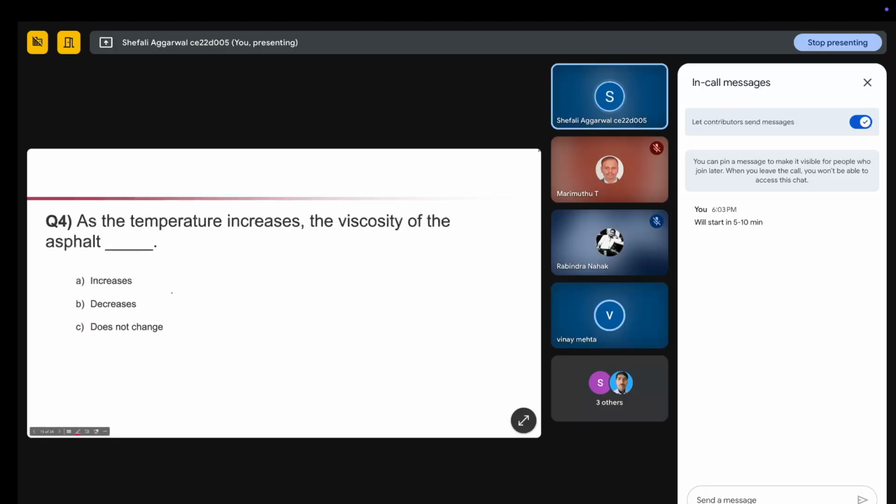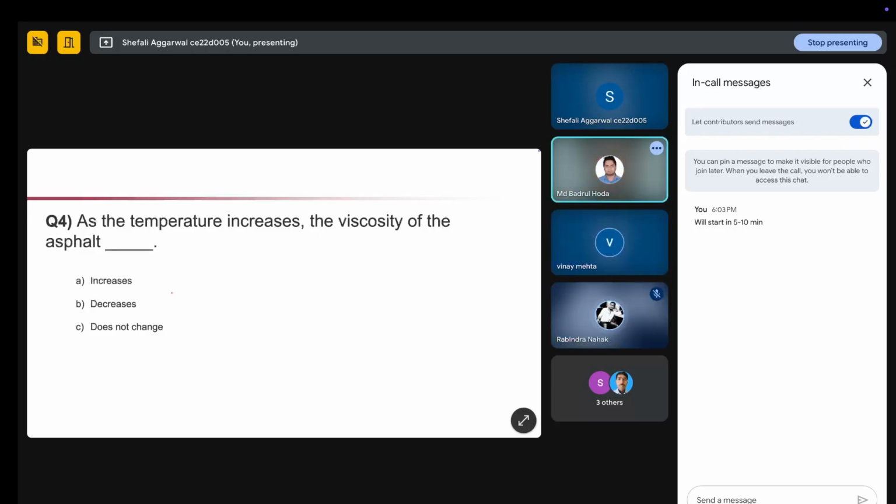Next question is, as the temperature increases, the viscosity of asphalt increases, decreases or does not change? D. Decreases. This is correct. So viscosity is resistance to flow. When you are increasing your temperature, your resistance to flow will decrease and your asphalt will become more flowable.